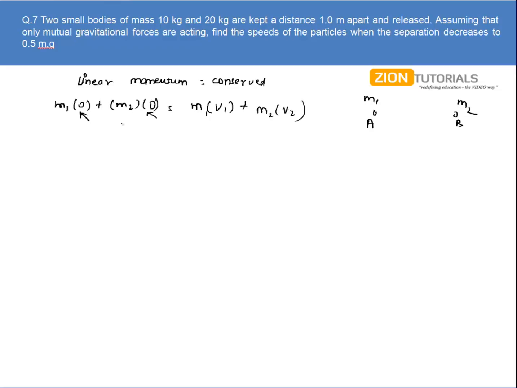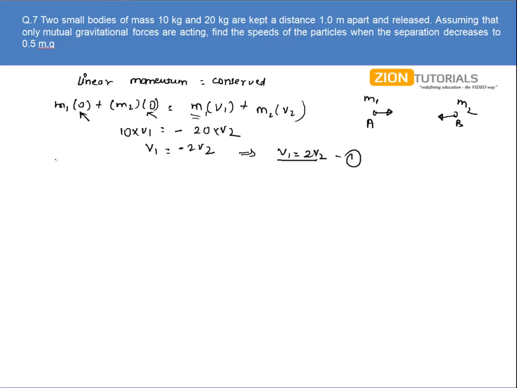Fine. So I'll solve this equation. Mass m1 is 10 kg, let's say velocity is v1, that will be minus of 20 into v2. So v1 is equal to minus 2 times v2. The minus sign shows that the direction of the velocity of v2 is opposite to that of v1. If the velocity of v1 is in this direction, then the velocity of v2 is in this direction. As of now I can neglect the negative sign because that is just showing the direction. So I do have this relation, let it be 1.